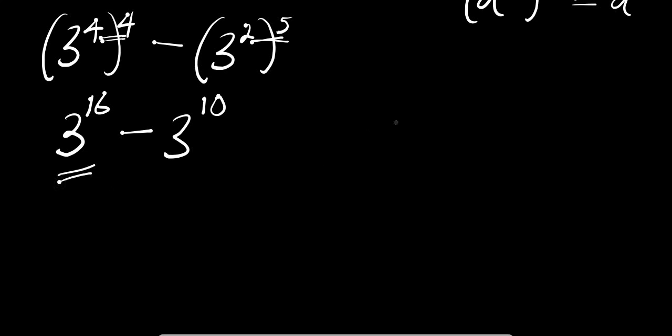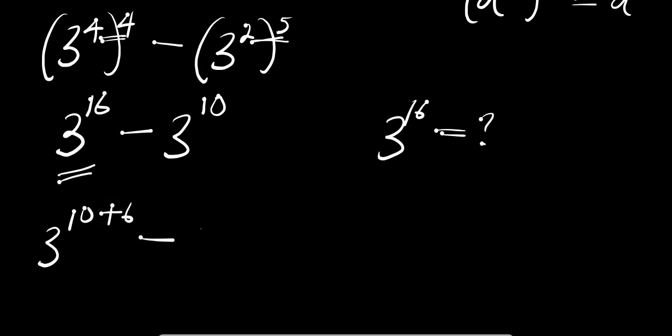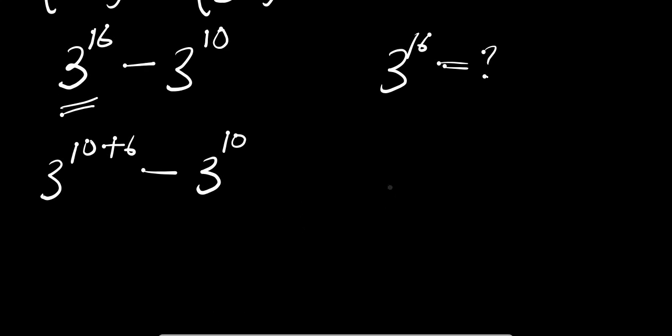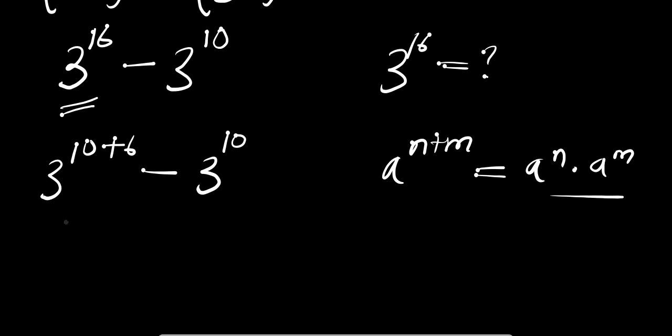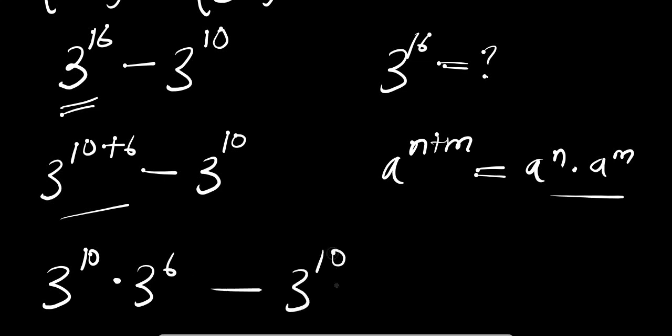So what is the value of 3 power 16? This is incredible. So this is how we are going to do it. We can have 3 power 16 as 3 power 10 plus 6 minus 3 power 10. Now, if you have a power n plus m, this equals a power n times a power m. So we apply this identity here. We will have 3 power 10 times 3 power 6 minus 3 power 10.